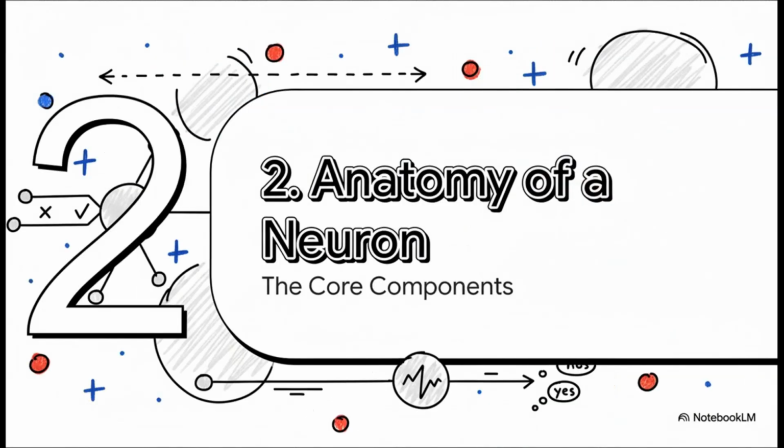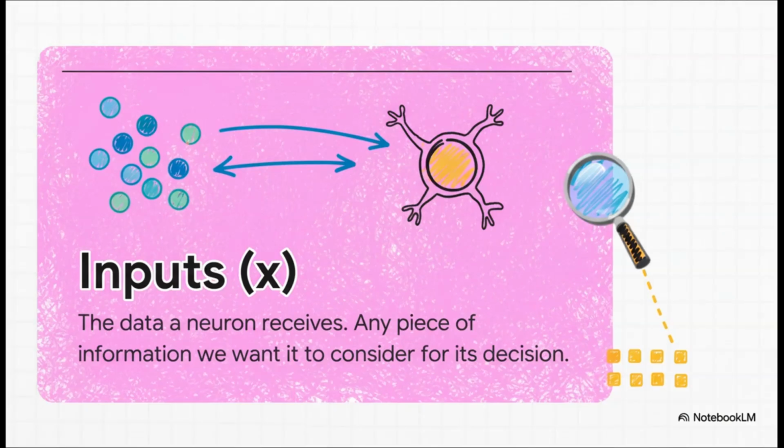Okay, so how does this little digital brain cell actually do its job? Let's pop the hood and take a look at its core parts. First things first, it needs info from the outside world. We call these the inputs. In a real neuron in your brain, this could be light hitting your eye. For our digital neuron, it's just data, any piece of information we want it to think about.